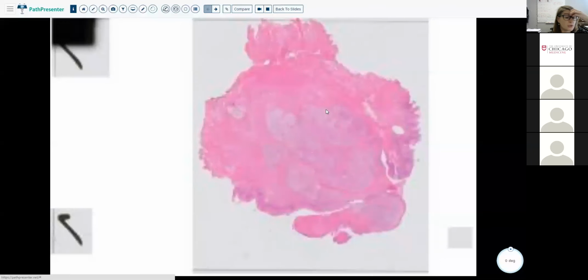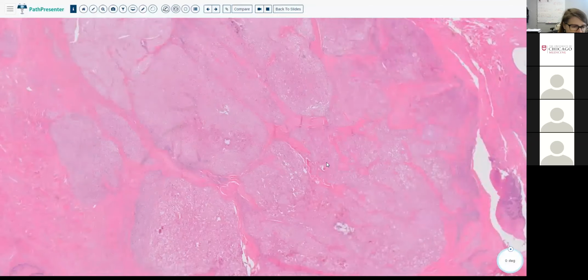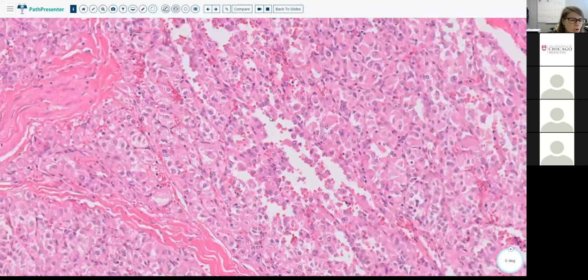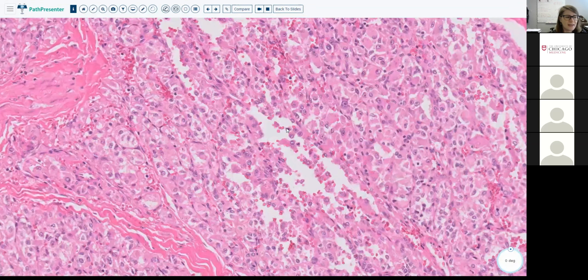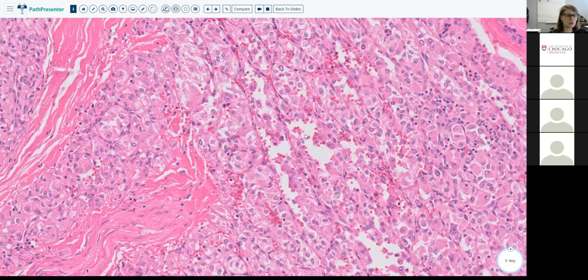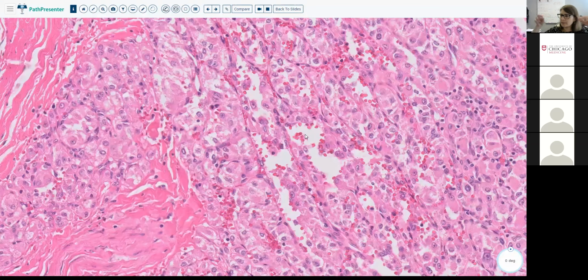Oh, I know what I was going to show you. I don't think we have good examples here, but sometimes the nests can be, here it is, so discohesive that they lose the solidness and you almost retain only the peripheral rim attached to the vessels. So be mindful that sometimes alveolar soft part sarcoma can lose that central cellular component and be left only with the peripheral cells attached to the stroma. Okay.